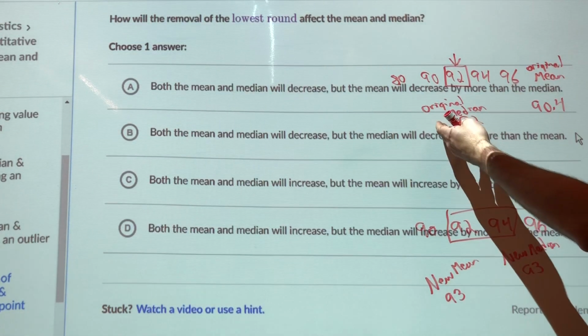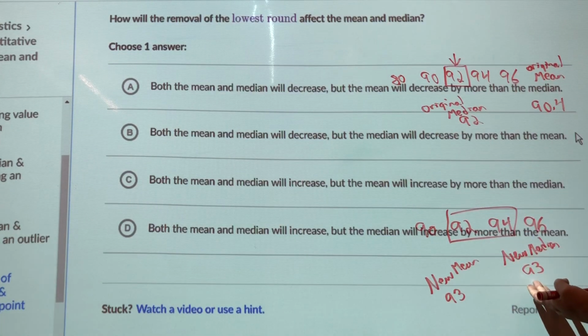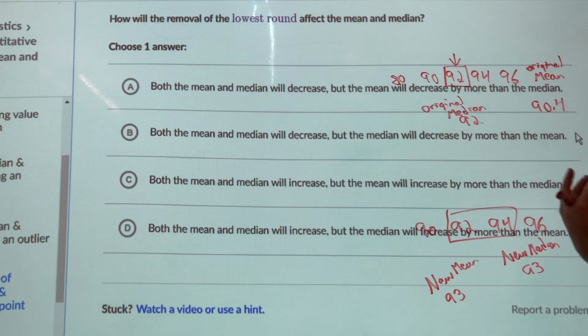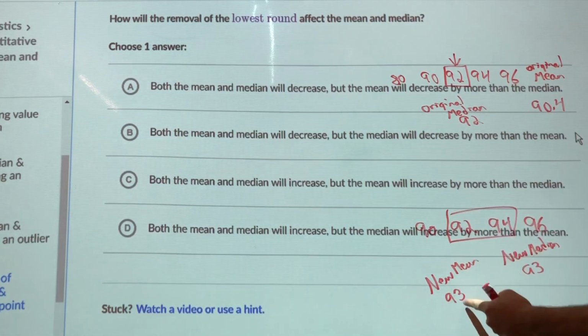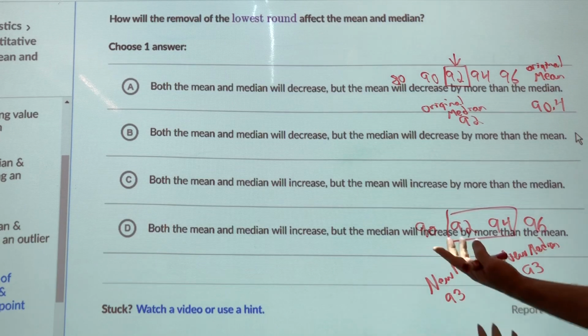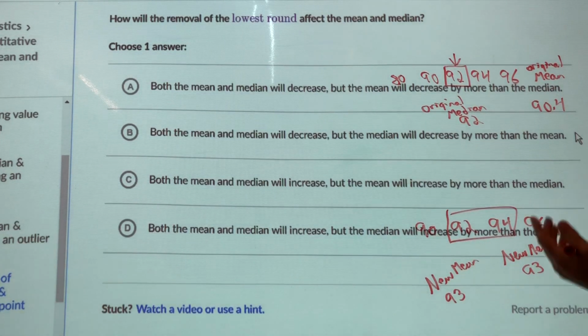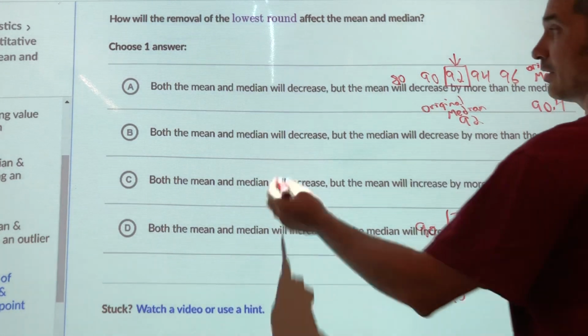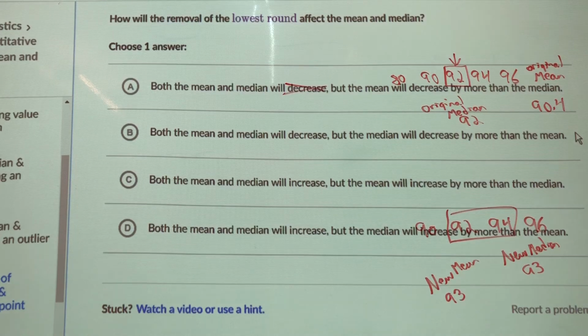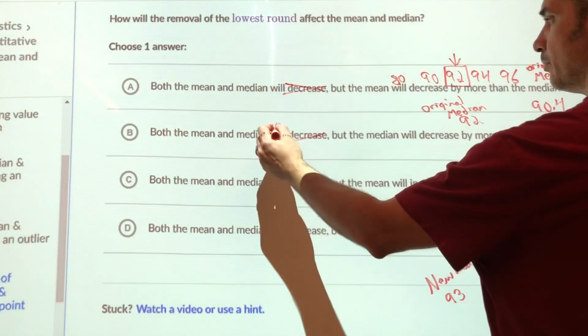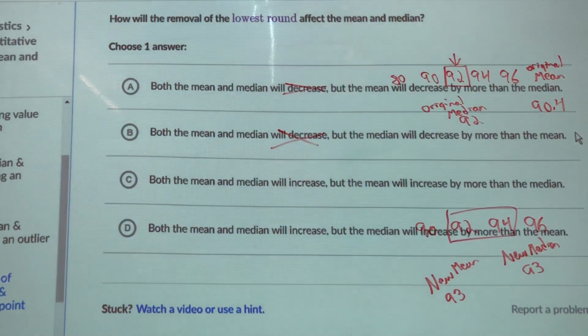And so now I'm just going to compare it. My original median was 92. My new median is 93. So the median went from 92 to 93. The median went up. The original mean was 90.4. The new mean is 93. So let's see. Both of them went up. Both the mean and the median will decrease. Well, that's not correct, right? It's actually going to increase. Both the mean and the median will decrease. Nope. Both the mean and the median will increase.